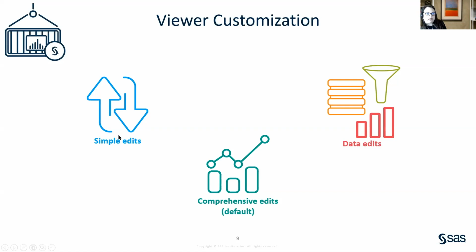Simple edits lets them make changes but not impact the original intent of the report. And then data edits has the most impact because they could even change data for certain objects in the report. By default, they can change objects and again, change the intent of the report. And you get to set this up and decide what you want your viewers to be able to do.